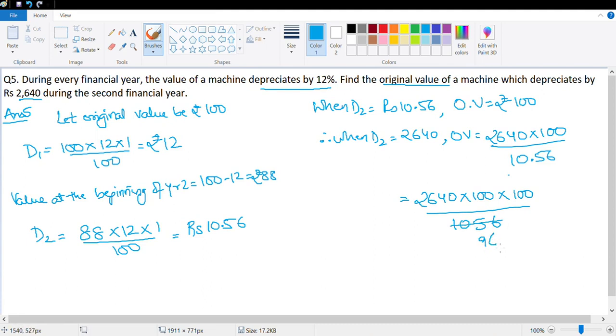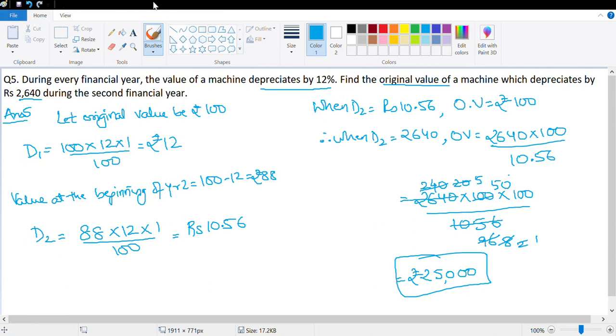That's 6. So that's 11 into 6. This is 11 into 22, 44. This is 240, divisible by 12. Yes, 12 into 8, 96. 12 into 2, 20. This is 4 into 2, 4 into 5. This is 2 into 1, and this is 2 into 50. So this is 5 into 50, that's 250 with 2 more zeros, which means the original value of the machine is rupees 25,000.